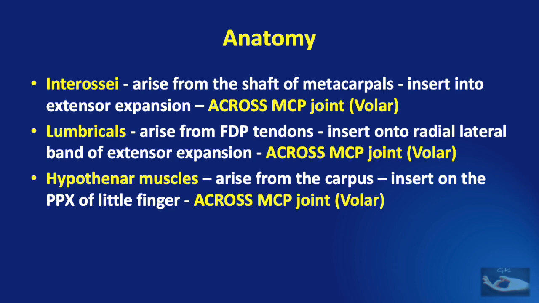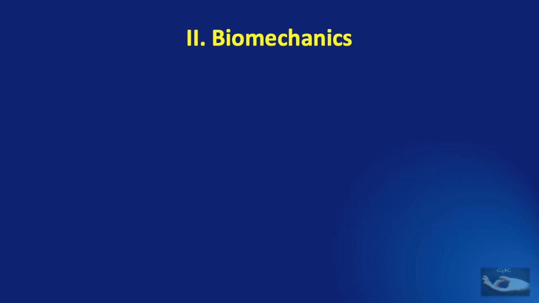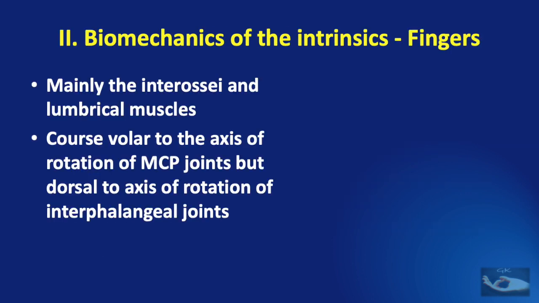The hypothenar muscles arise from the carpus and the volar aspect of the base of the metacarpals 4 and 5 and insert onto the proximal phalanx of the little finger across the metacarpophalangeal joint and cross it on the volar side. And the thenar muscles are somewhat similar. They arise from the metacarpals and insert into the proximal phalanx of the thumb, and here too they travel volar to the metacarpophalangeal joint of the thumb. All this has a role to play in the biomechanics of intrinsic muscle action. We shall be mainly considering the biomechanics of the interossei and lumbrical muscles of the fingers.